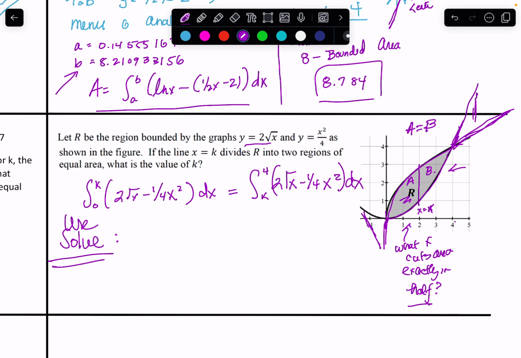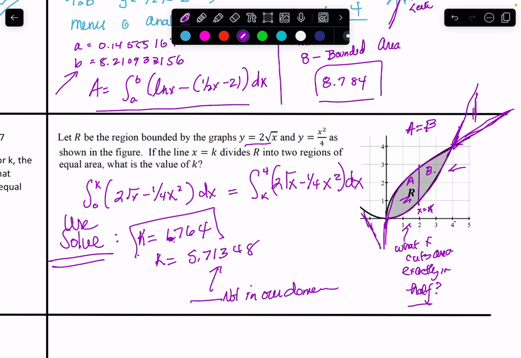So the answers were k is 1.764, and then k is 5.71348. And that's obviously not in the domain for our problem. So k would be 1.764. So that's how you do that one.